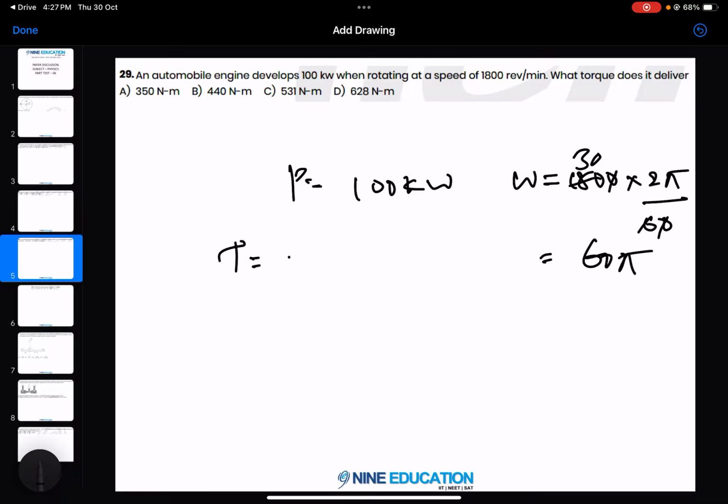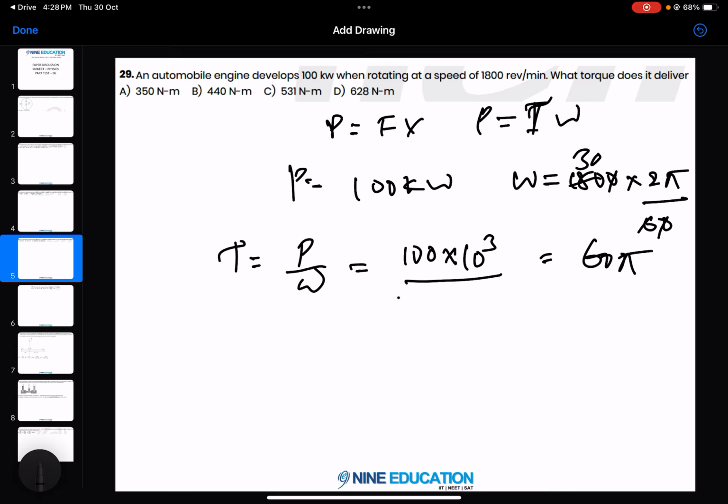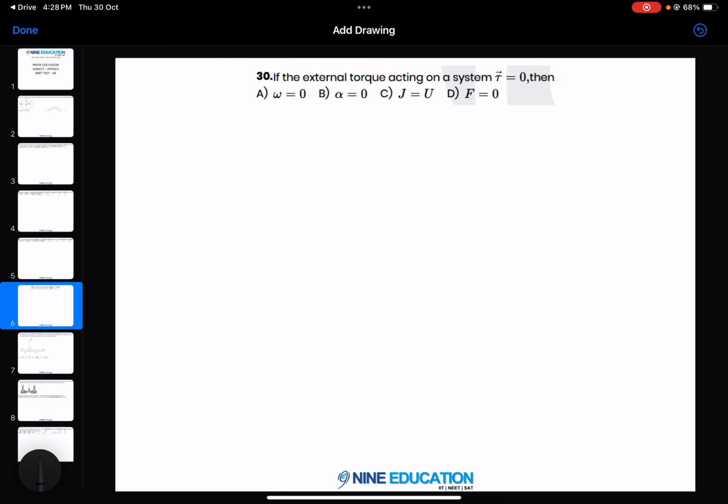Now they are asking for torque. Power is force into velocity in linear terms. In angular terms, it will be tau into omega. So we need to find torque. Torque is going to be power by omega. 100 kilowatt is 100 into 10 cube, omega is 60 pi. Simplifying, it will be 531. Then tau is 0. Tau is nothing but I alpha. So alpha is equal to 0.